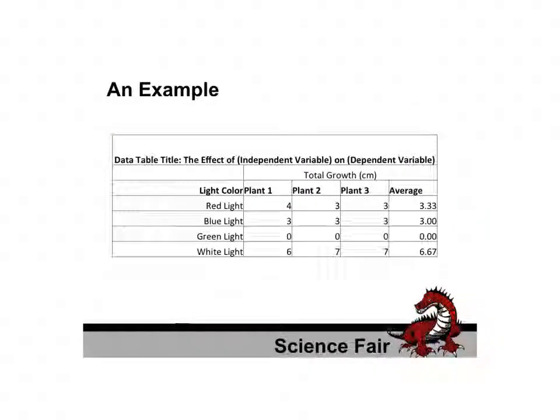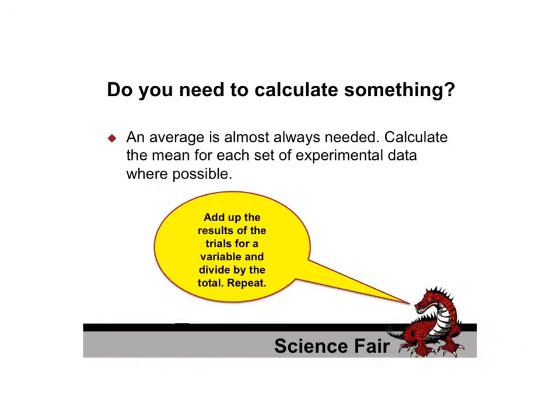Okay, and there's an example where we've got your title, the effect of one thing on another thing, where the average is calculated, you've got light color and a unit there. So that's set up really nicely.